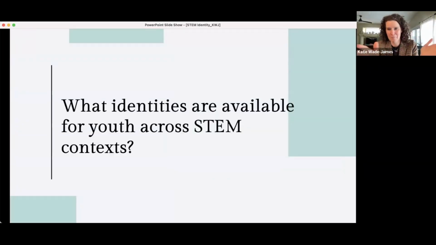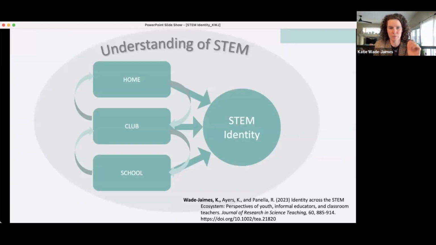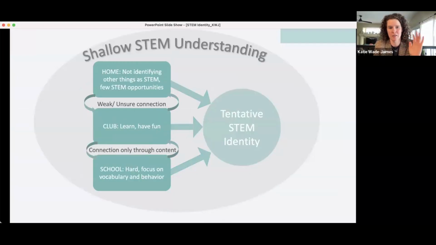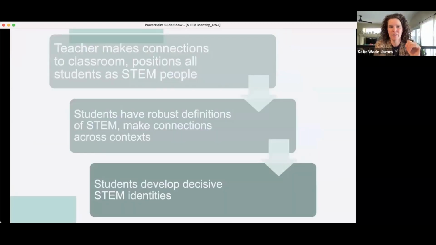This whole section I'm not going to have time for because I see it's already 12:48. But the next piece is another research study, and I can share the slides if you're interested in it. It looks at how identities are formed across different STEM contexts. But a lot of times what we see is that the voice of the teacher is really important. So I'm going to skip a couple of these slides and talk about these two different things that we saw.